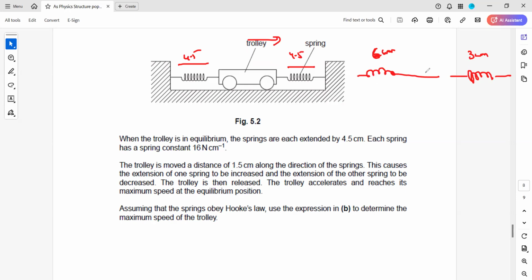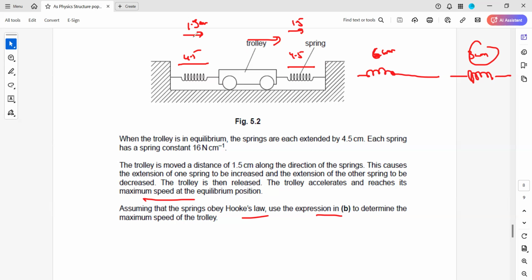The extension will be 6 because one will increase as it moves 1.5 centimeter. So one will have an increase of 1.5, another one will have a decrease of 1.5, compressed. So this will be 3 and this will be 6. The trolley is moved and this causes extension of one spring to increase and the other to decrease. The trolley is then released. We release the trolley. The trolley accelerates and reaches a maximum speed. Assume that the springs obey Hooke's law. Use the expression in B to calculate the maximum speed.